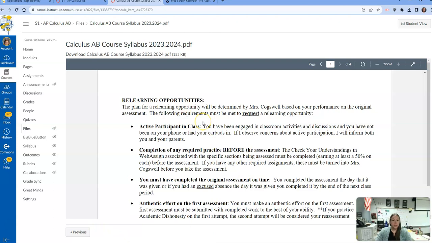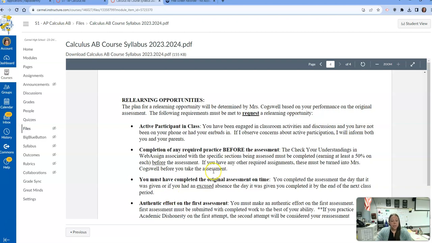They need to have those done. And on the day of a test, they'll turn in an AP review. So this just shows me that they're doing something outside of class to help prepare, and that they're putting in some effort before the assessment. And then they need to have completed the original assessment on time, unless there's a good excused absence. And then authentic effort on that first assessment. So we don't want a kid to turn in something blank and just expect to take the retake.